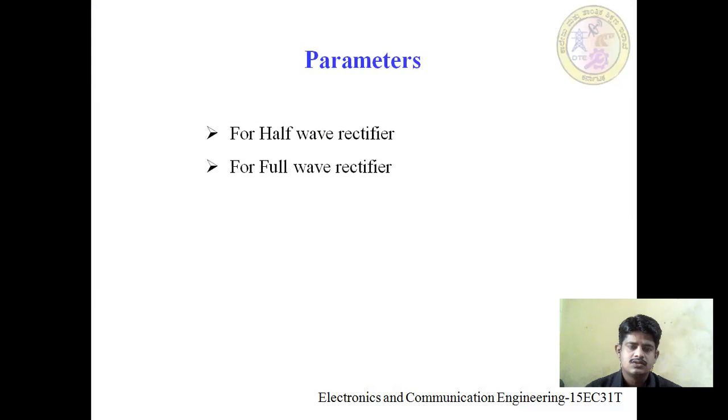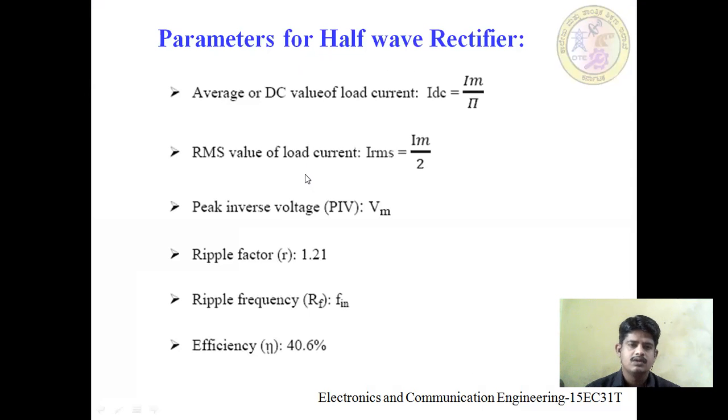These are the topics we'll be covering today. We'll be understanding the parameters of half wave rectifier and full wave rectifier. We already know the values of the parameters of half wave and full wave, but we don't know how we get those values, so today's session covers that. Let us see the parameters of half wave rectifier. In the earlier session we discussed what is meant by average value or DC value, RMS value and peak value. We'll see the values for half wave rectifier.